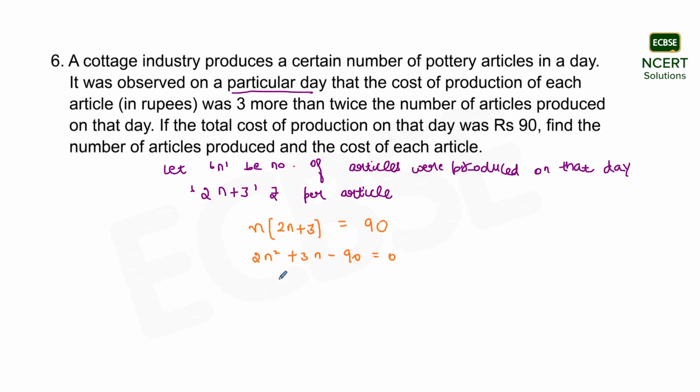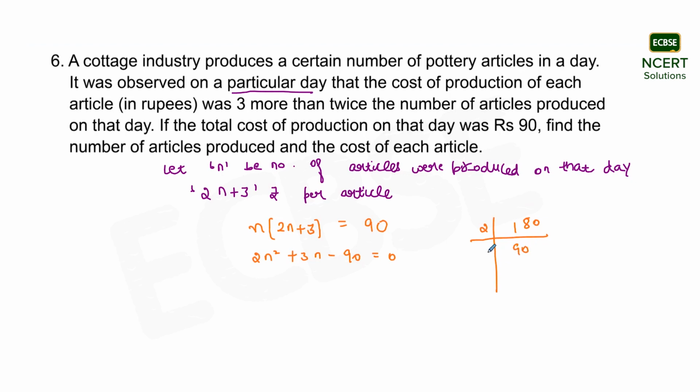As we can see, this is a quadratic equation. In order to solve the quadratic equation, I'll be doing the middle term splitting. First I need to find two terms, using the prime factorization of the number 180, such that their sum is equal to plus 3n and their product is equal to 2 times minus 90, that is minus 180n square, right?